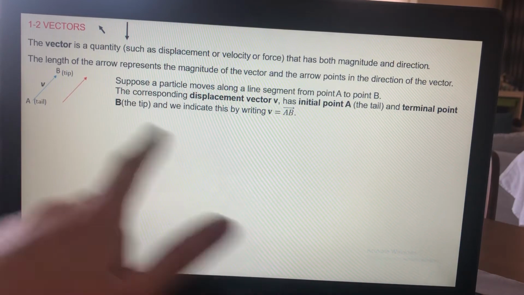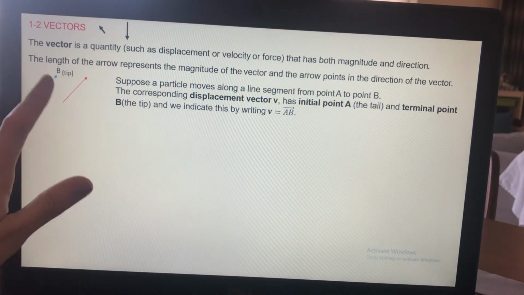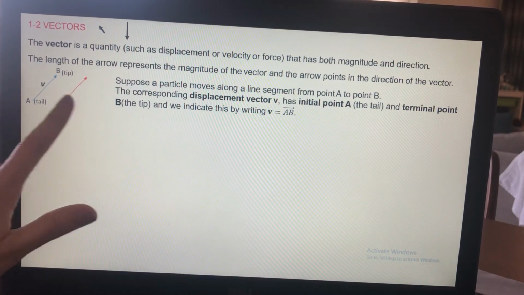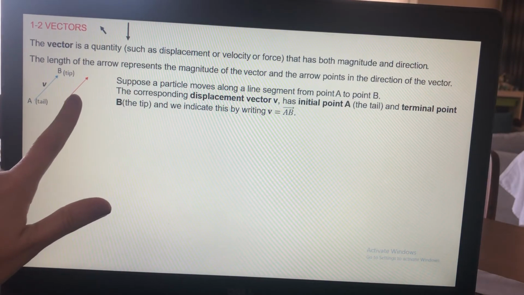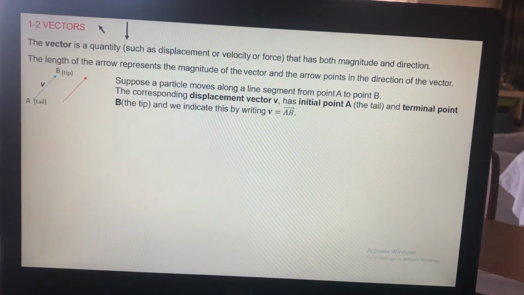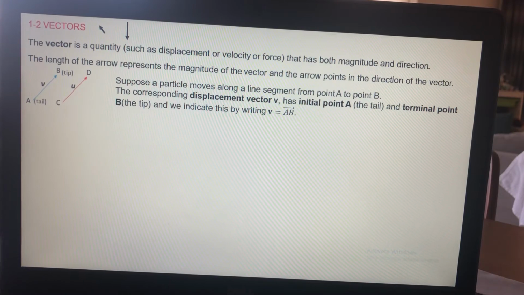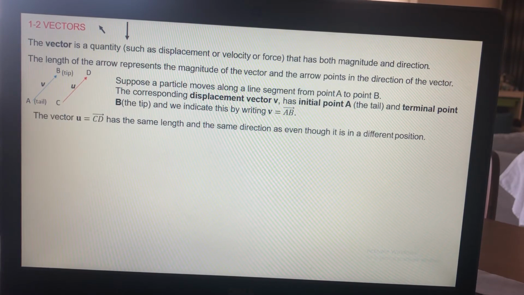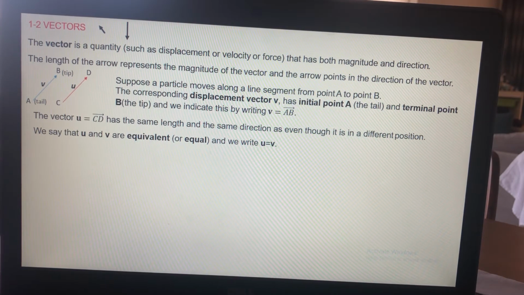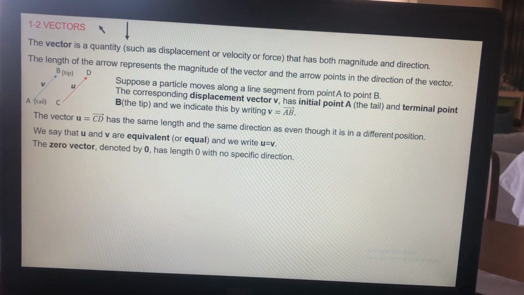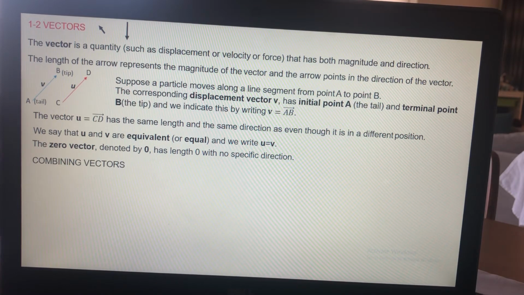If you draw the same vector in a different place, but it has the same direction and the same magnitude, then these vectors are equivalent vectors. So we can say that U and V are equivalent vectors if they have the same direction and the same length, even though they are in different positions. The zero vector is denoted by 0, and it has length 0 with no specific direction.